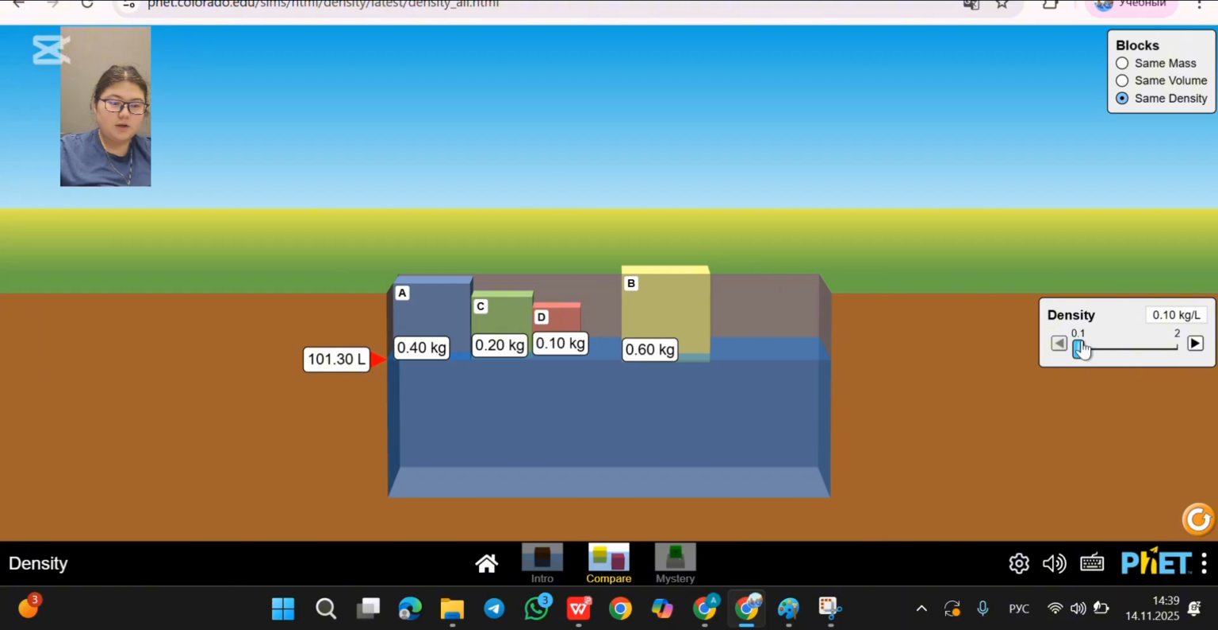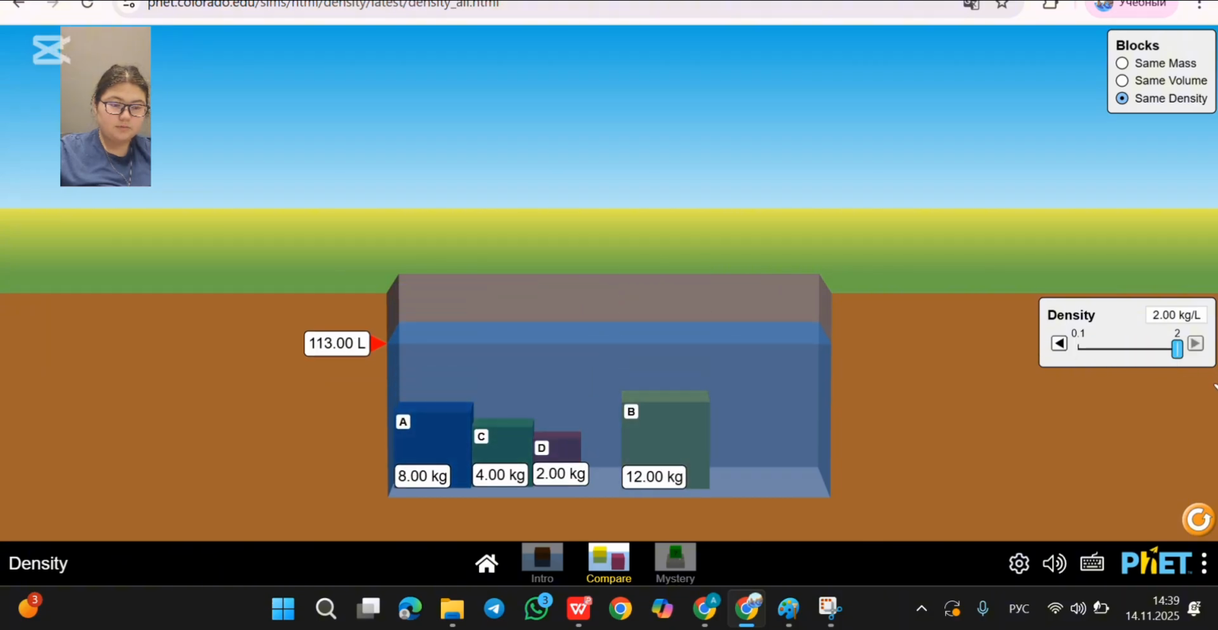Here we will increase the density, and we can see that all the blocks sink. That's it.